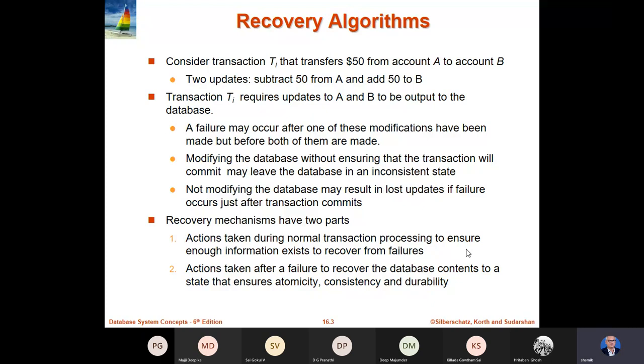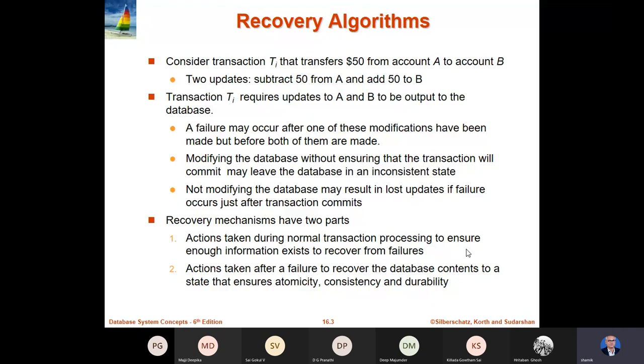So recovery mechanisms have two parts. There are certain actions that we need to take during normal transaction processing. Whenever we are updating things in the database, we have to do a little bit of extra work, so that if there is a failure, we will be able to take certain actions to recover the database contents to a state that ensures atomicity, consistency, and durability.